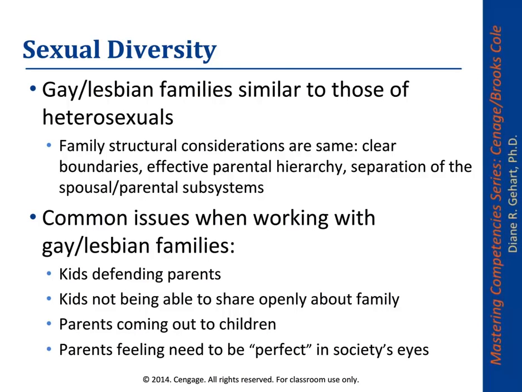There are times where kids are not able to openly share about their family or feel that they can't. There's also dealing with parents coming out to children, and parents feeling the need to be perfect in society's eyes because they feel everyone is judging them as already not fit, or not appropriate, and so they feel like they have to be perfect. And of course, pursuing perfection in family systems, and never having your kid have a problem, creates its own set of problems and stresses on the family system. So there is definitely work being done in terms of looking at family structure within LGBTQ families.